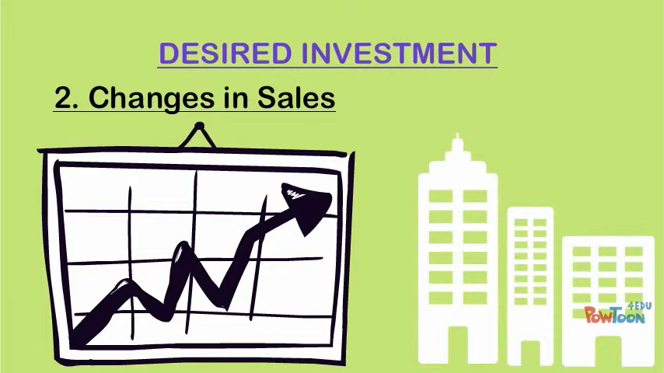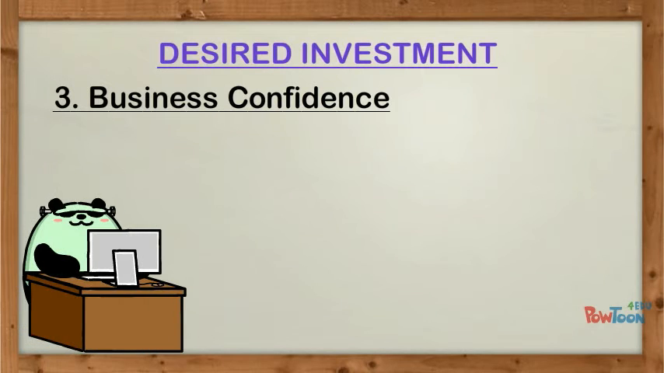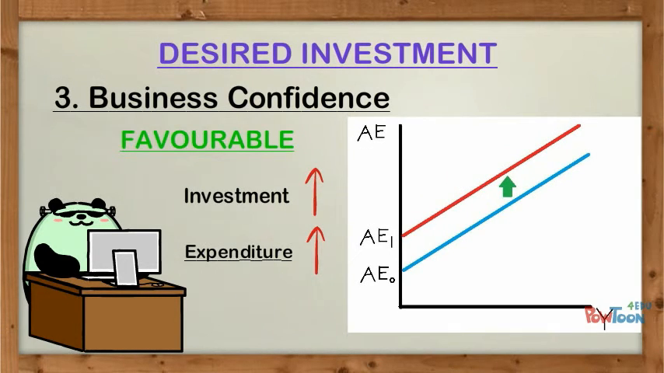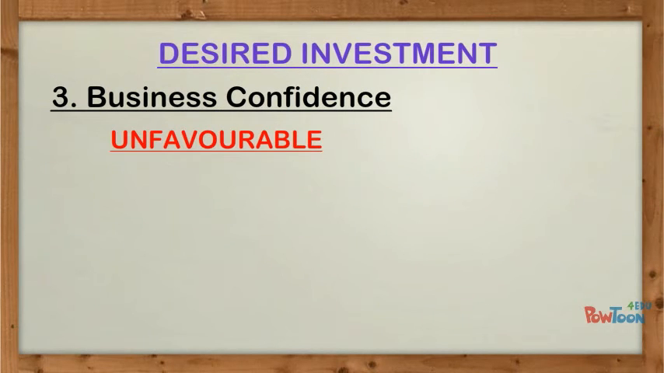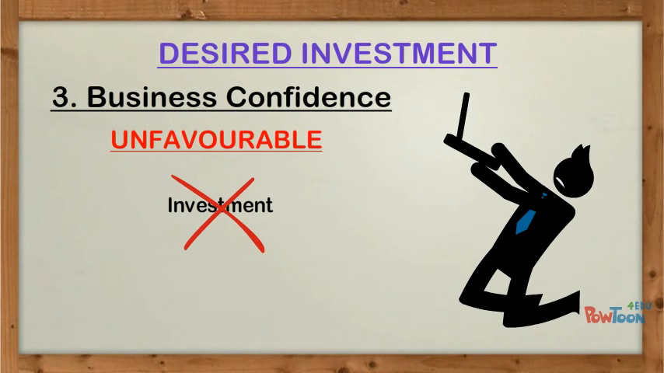The change in inventories is related to the change in level of sales. The higher the level of sales, the larger the desired stock of inventories. Business confidence. If firms have favorable expectations about the future, they will be inclined to invest now so that they will have larger productive capacity ready to satisfy the greater demand. If firms have unfavorable expectations about the future, they will not invest because they expect no payoff from doing so.